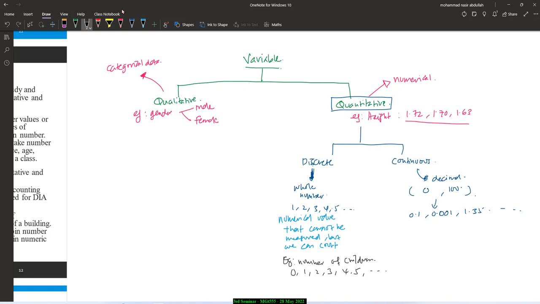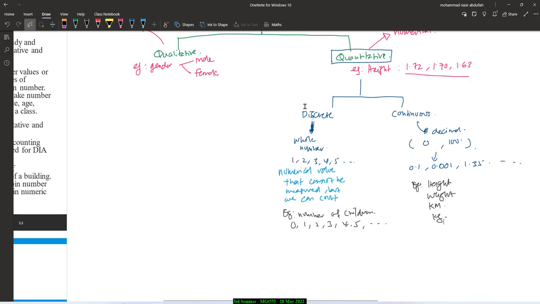Continuous quantitative is something that we can measure. For example, height, weight, the number of kilometers ridden by using a car, kilometers, kilograms, and so on. Something that we can measure using an SI unit. So I hope you understand the difference between qualitative and quantitative. Under variable we have qualitative and quantitative.